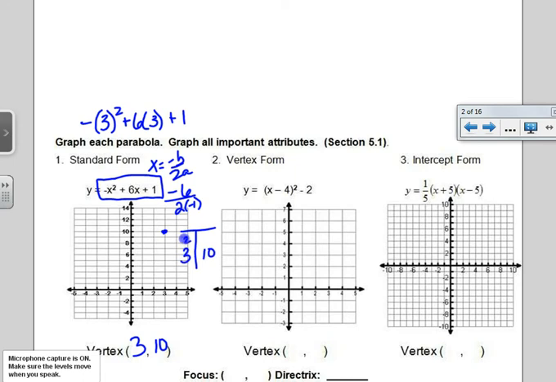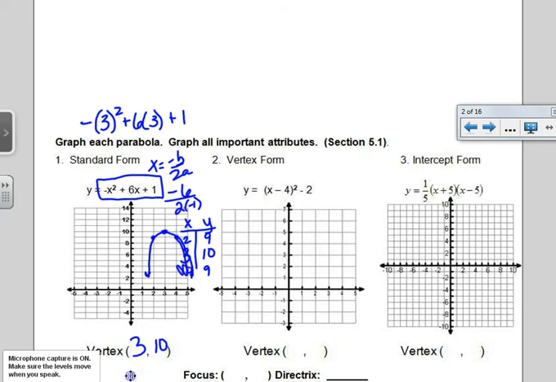So symmetrically, I'm going to pick 2 and 4, and again, if I evaluate x equals 2, substitute it in, we get negative 4 plus 12 plus 1, that gives me a 9. And the same thing will happen when I substitute in the 4. So 2, 9, and 4, 9. And then of course we graph the parabola. Whoops, missed, but you get the idea.